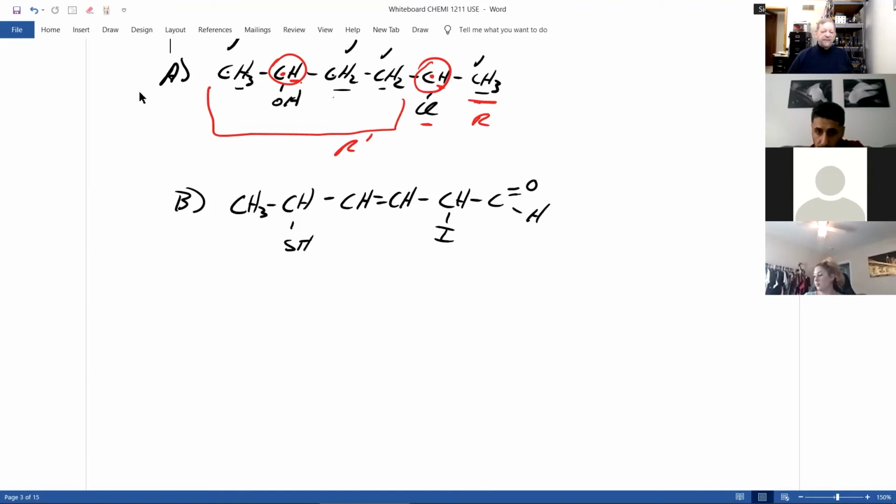All right. And that's the sulfur, making it a thiol. All right, let's look at this. And the question is, circle the chiral carbons.